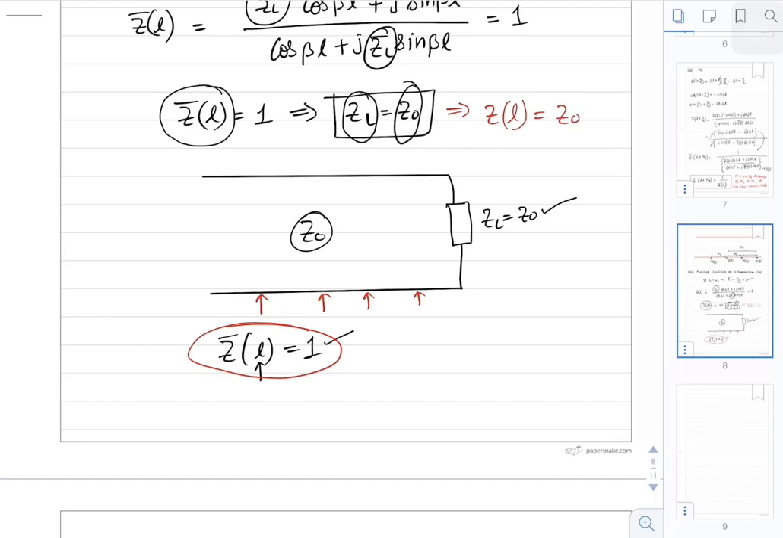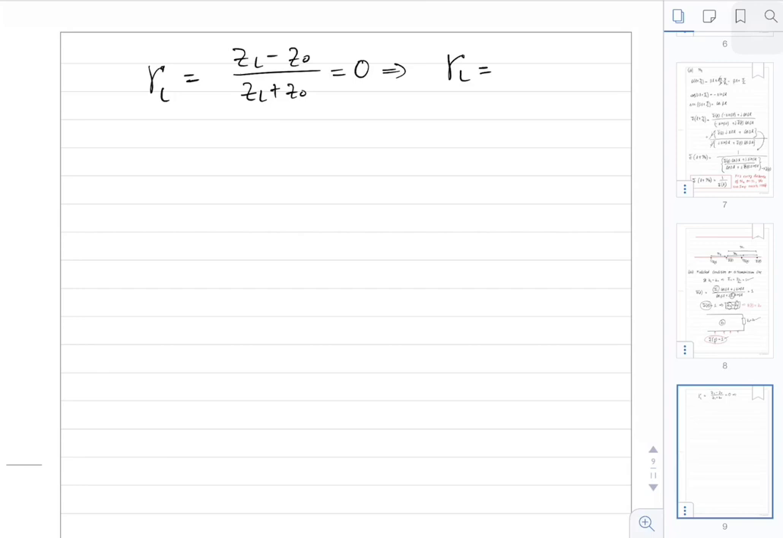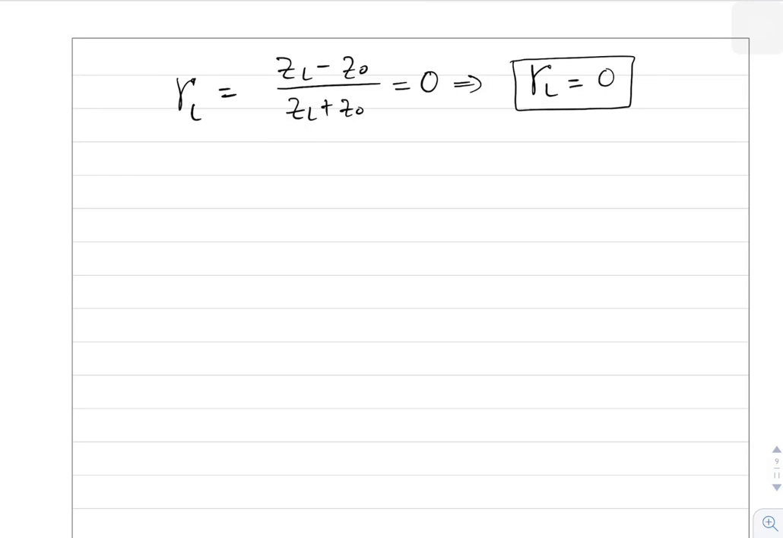Now if it is a matched condition, what happens to our reflection coefficient? The reflection coefficient at the load, gamma L, is equal to (ZL minus ZO) by (ZL plus ZO). For a matched condition, ZL is equal to ZO, which implies its value is 0. So therefore I can write the reflection coefficient in this case is 0. That means the power is only transferred from generator to the load. Since there is no reflection, there is no scope for a standing wave voltage.